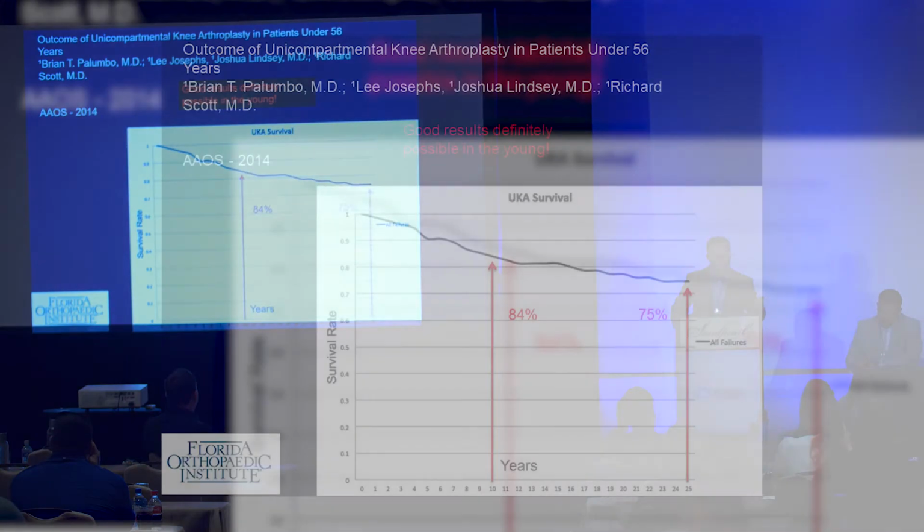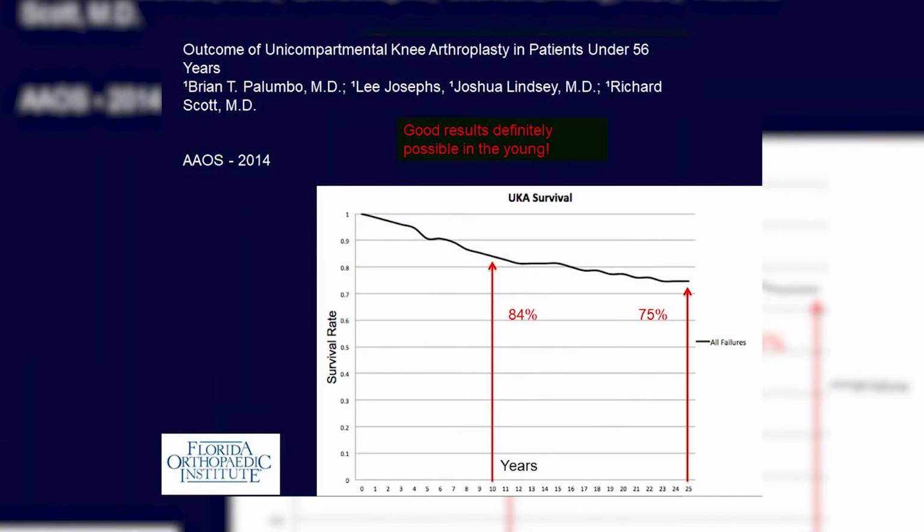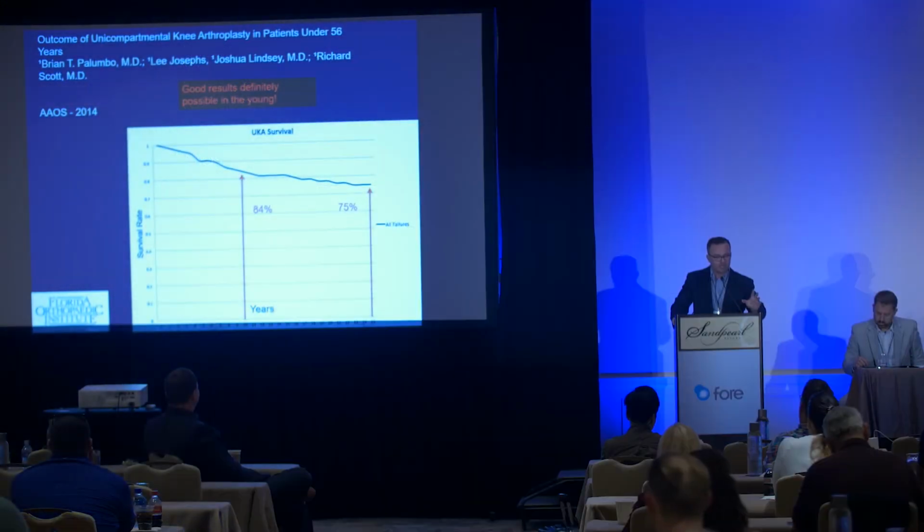Now, this was, again, my mentor, Dr. Scott. We evaluated his data and presented it at the Academy in 2014. And you'll note at 25 years, we achieved 75% survivorship, which is really rather good. And these are patients under the age of 56. So I think this points to the fact that with good technique, meticulous technique, and an experienced surgeon, you can achieve excellent outcomes in survivorship, even in young patients. So it's a bit of a dichotomy there.